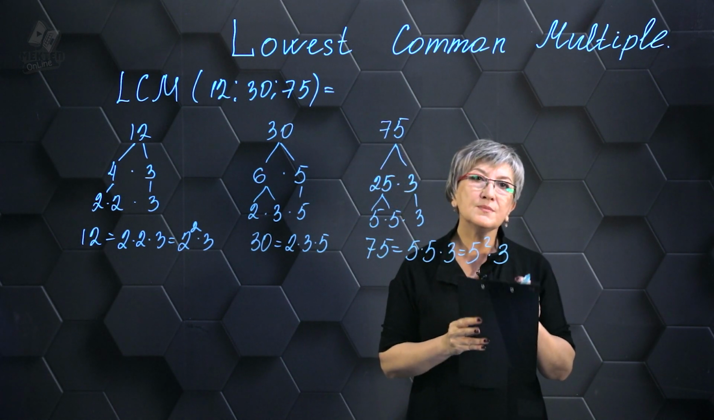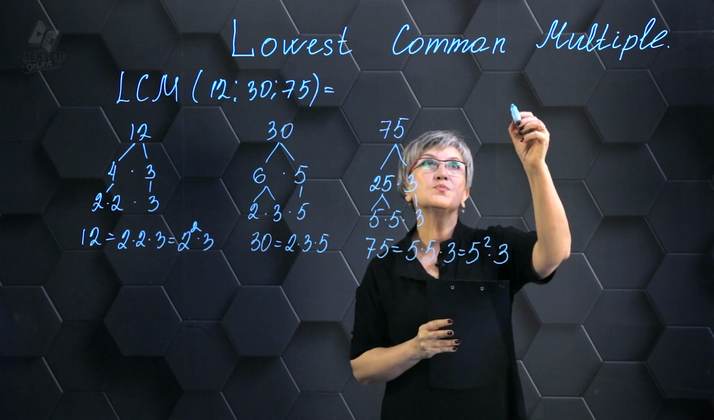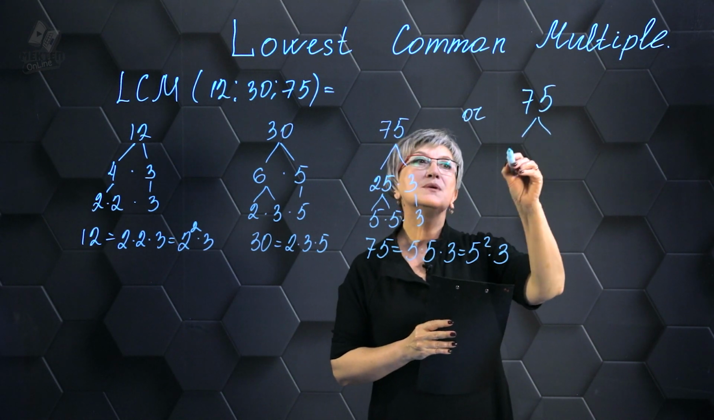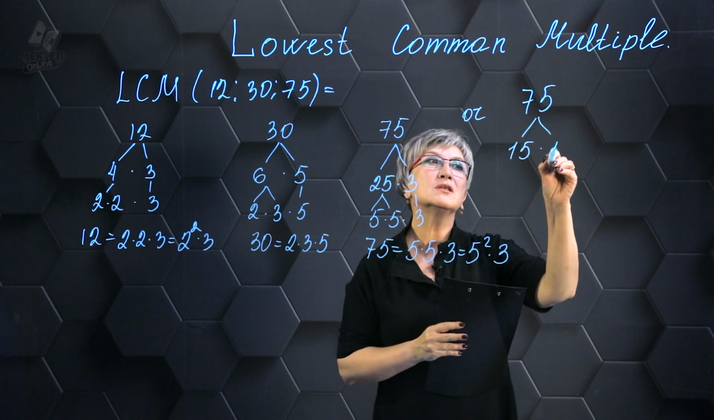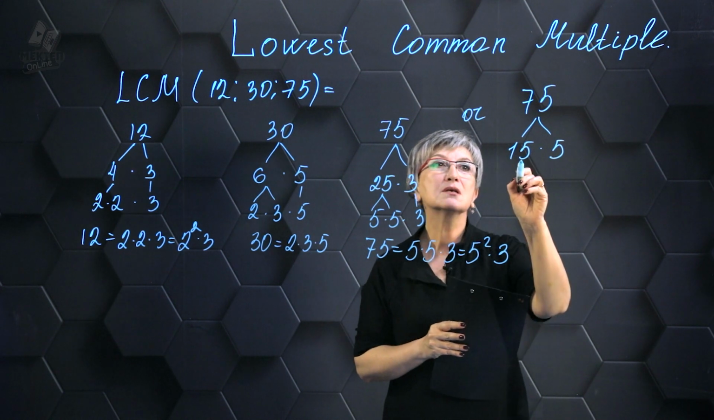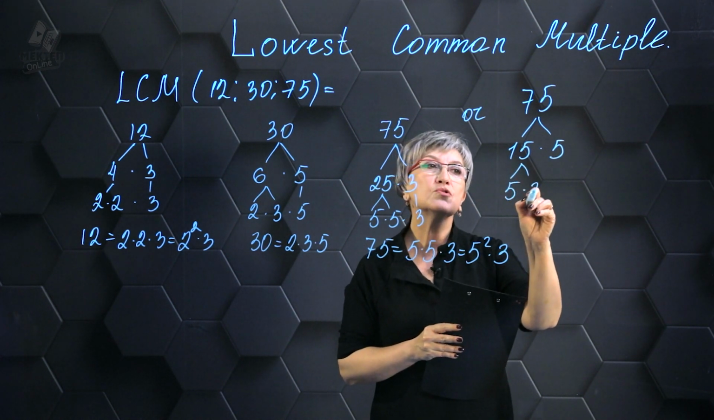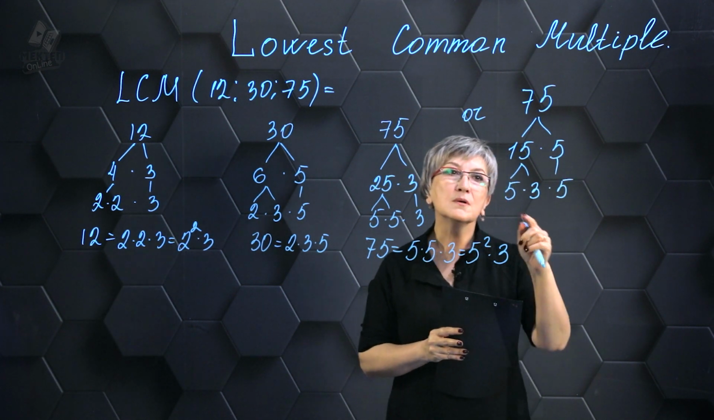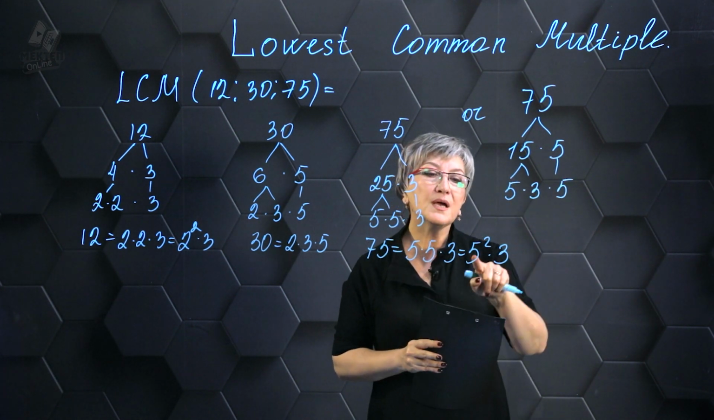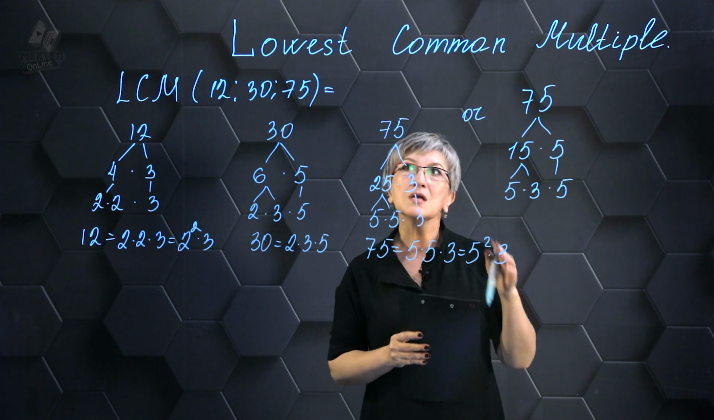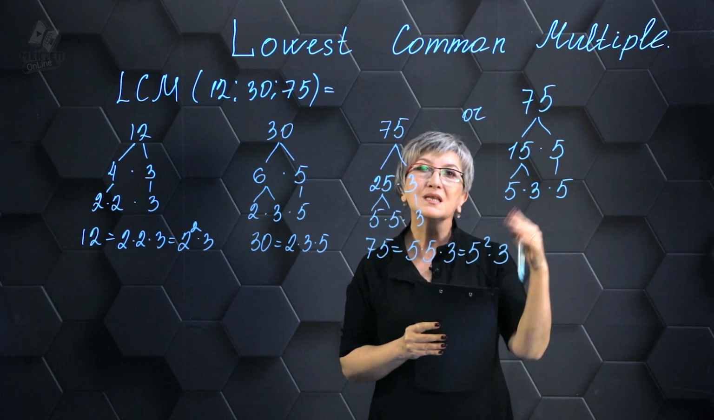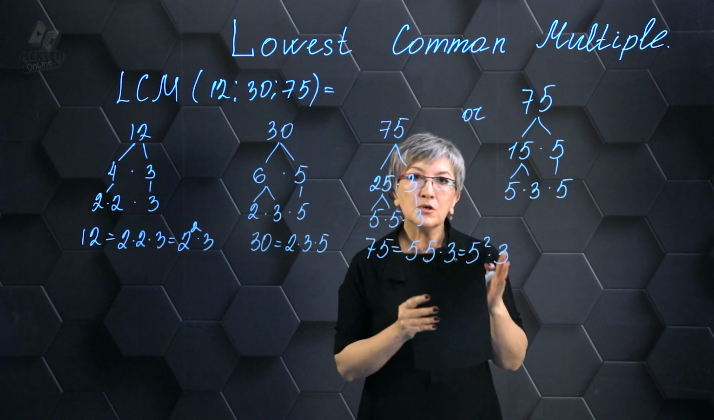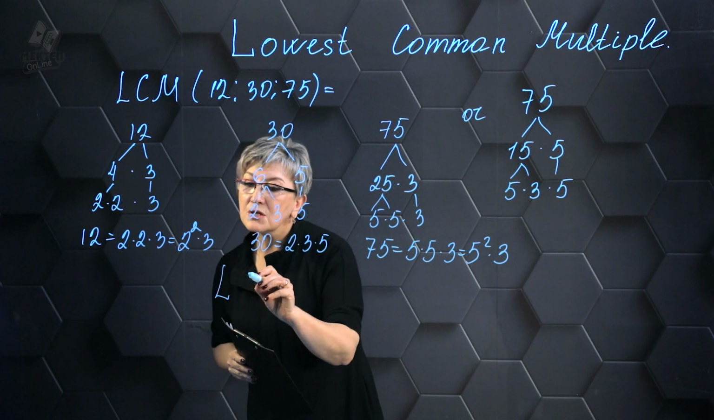I'll show you right now that if you rearrange 75 a little differently like this, 75 is 15 multiplied by 5. I completely agree with you. But 15 is 5 multiplied by 3. And the 5 drops again for me. What do we see? I multiply 5 by 5 again. It will be 5 squared multiplied by 3. That is, you can decompose it either like this or like this, as convenient for you. The most important thing is that you will still come to the same answer.